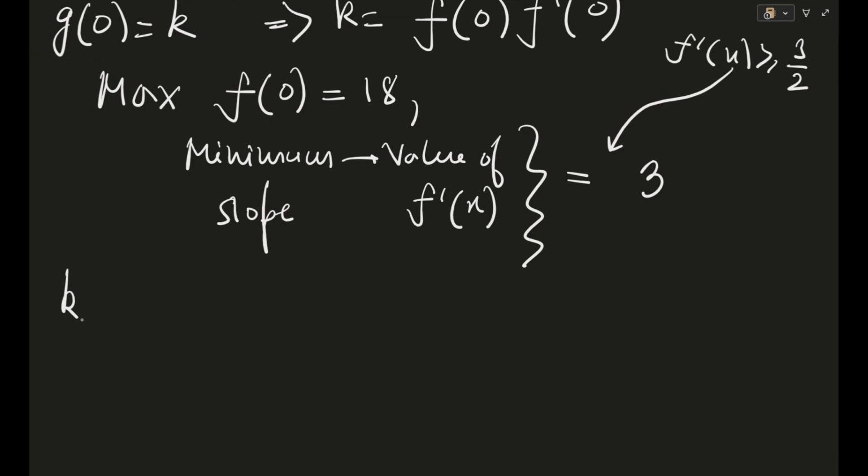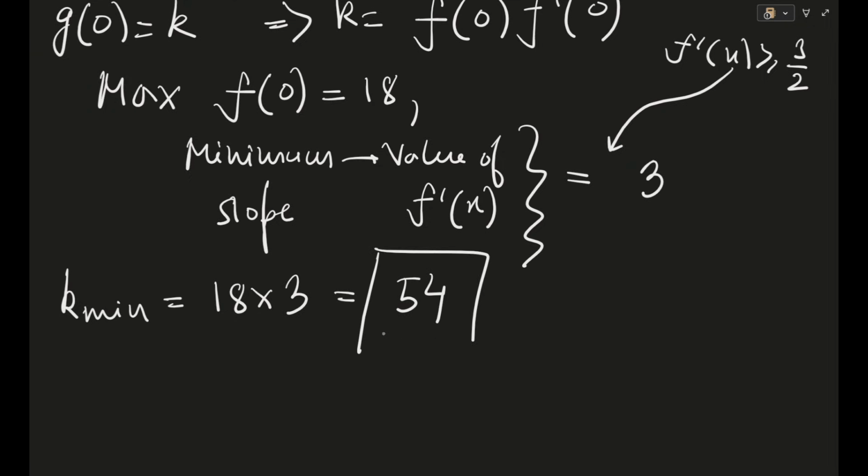So your k minimum becomes 18 into 3, which is equal to 54. So your answer for this particular question becomes 54. Okay. I hope this question was clear. So now we move on to the next question.